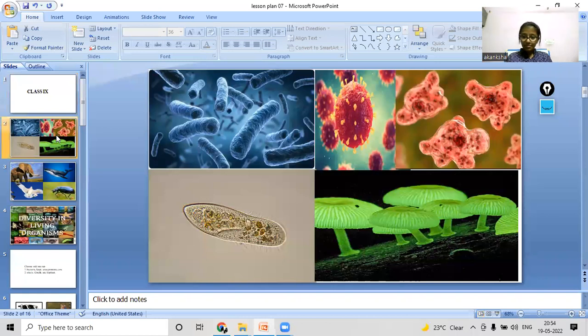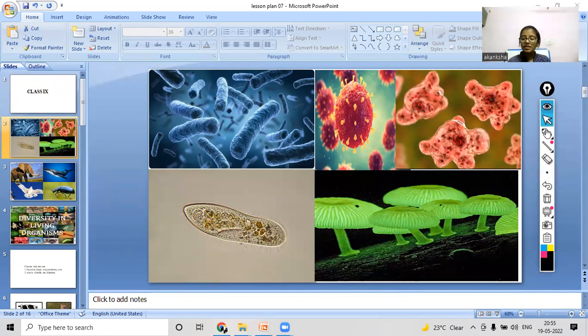So yes, there are some pictures in front of you and you have to tell me what you can observe in these pictures. Anything particular that you can observe? Yes, you have to share your observations below in the comment box. Okay, so what all things can you observe in these pictures? Yes, okay. I can see that some of you are writing these are microorganisms.